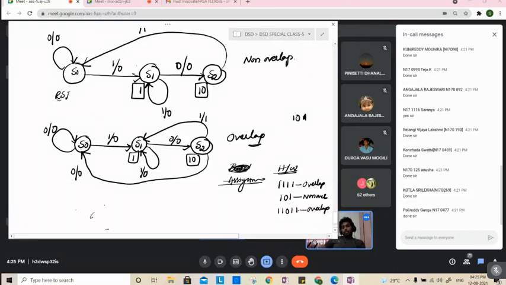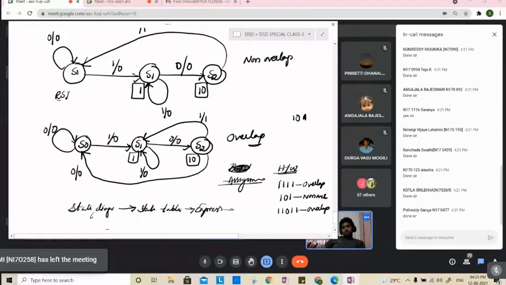After state diagram, state table. After state table, expressions. After expressions, circuit diagram. So draw the circuit diagram for the 3 sequence detectors and verify your answer also. And verify whether the sequence is being detected or not. Verify sequence detection mechanism. Right.